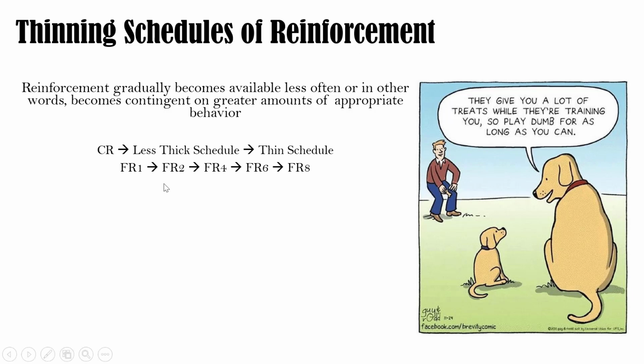So you're now going to start requiring more responding and less reinforcement. So you might go to an FR2. So now the person has to make 2 responses before they get a reinforcer. Once they're consistently doing that, you would move to FR4. So now they have to make 4 responses before they get the reinforcer. Then you would move to FR6 and then an FR8. And now you've thinned out the schedule. Thinning the schedule is really important for maintenance.